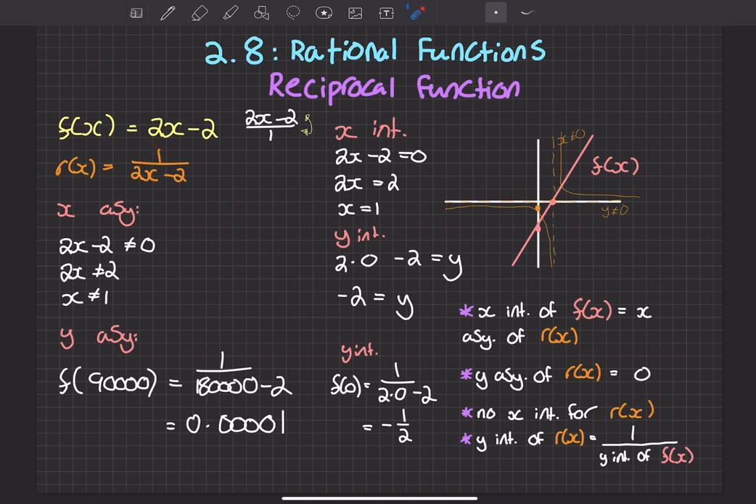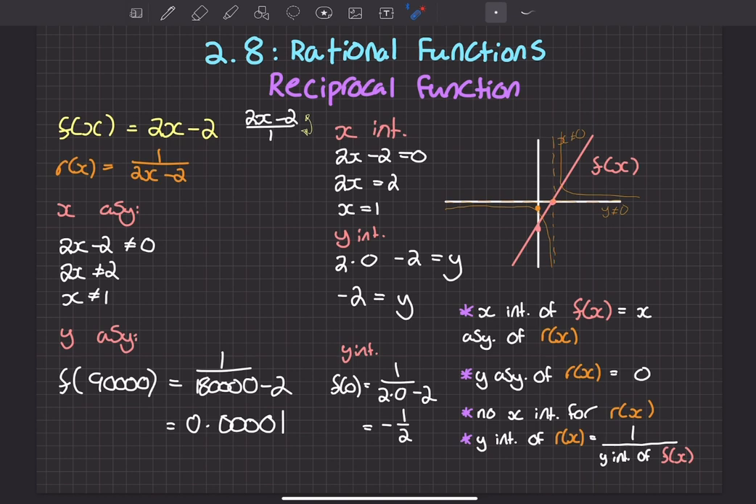then the y-asymptote of the reciprocal will always be 0, always run through the 0 line here. And since there's no values when y equals 0, this means that there's going to be no x-intercepts. So r of x has no x-intercepts. Again, this is assuming that there's no variables up here. It's always a constant. And finally, the y-intercept of the reciprocal is 1 over the y-intercept of the normal function.